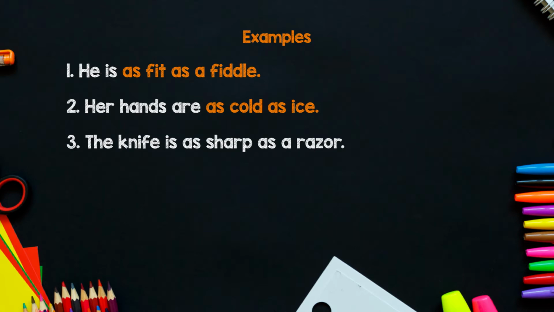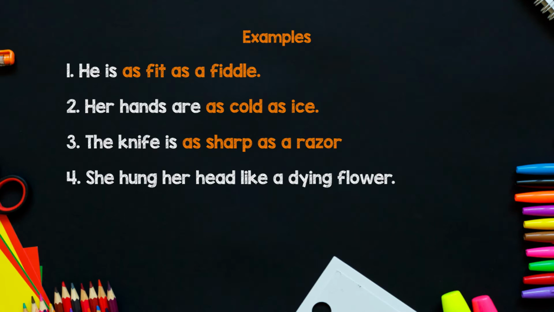Additionally, the knife is as sharp as a razor. The knife here is being compared to a razor, and we see the simile being introduced by the word as. She hung her head like a dying flower. Here, the hanging of the female's head is compared to that of a dying flower. Not necessarily that she is a flower, but maybe implying that she's ashamed.